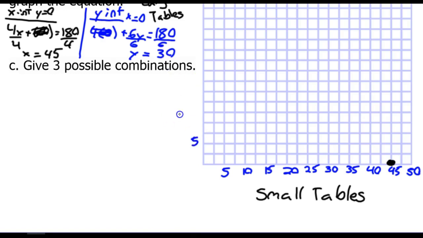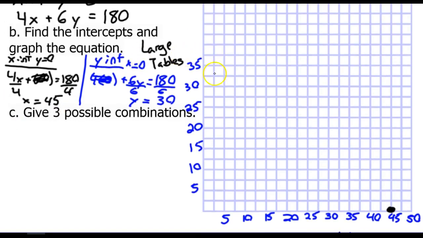Our y equals 30, so I'm going to go up by 5s again. 5, 10, 15, 20, 25, 30, 35, and we can stop there because our y only goes up to 30. So our y point is right there. If we graph this, we put a line between the two.